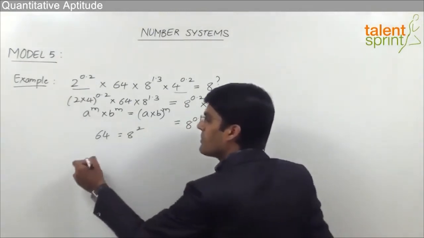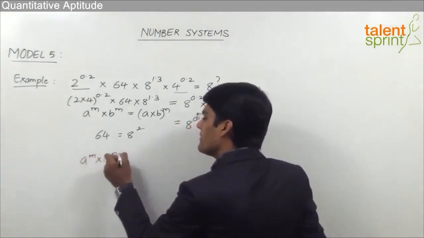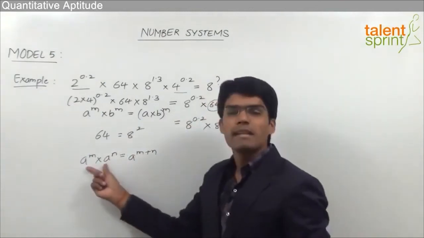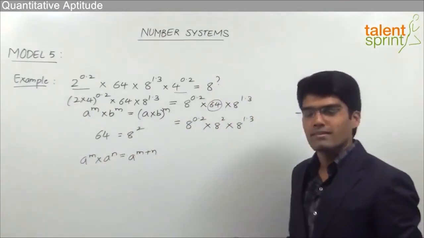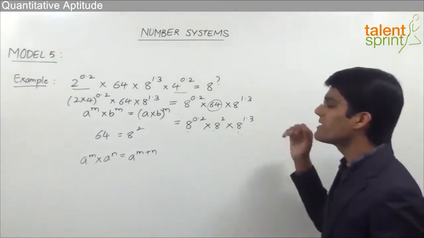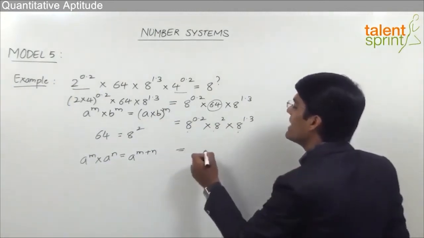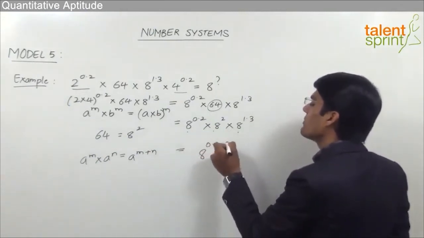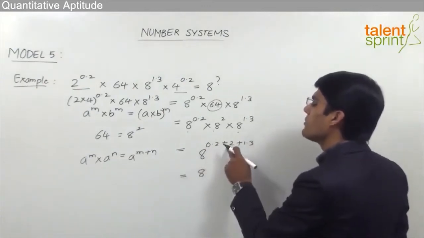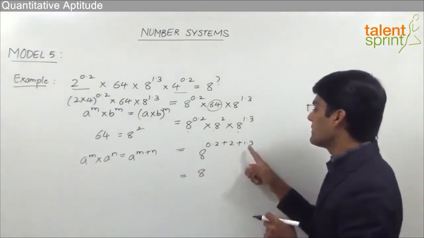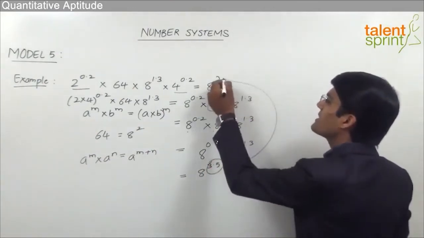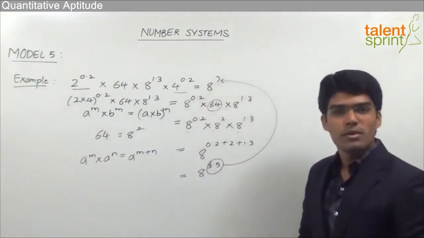Now we know that a power m into a power n will be equal to a power m plus n. That is, whenever the bases are equal and in multiplication form, the powers can be added. So here we find that all the bases are equal and they are in multiplication form, so the powers here can be added. So the answer will be 8 power 0.2 plus 2 plus 1.3, which is equal to 8 power 0.2 plus 2 is 2.2, plus 1.3 is 3.5. So we can say that the value that comes in place of the question mark will be equal to 3.5.